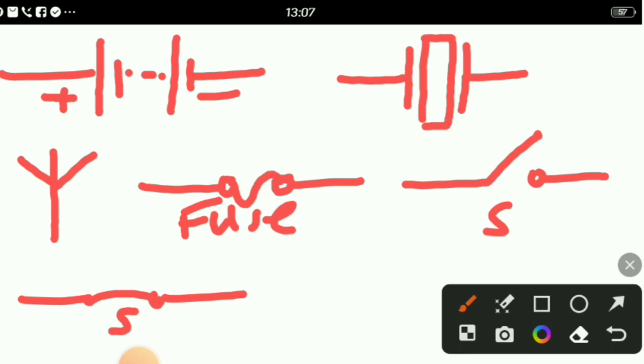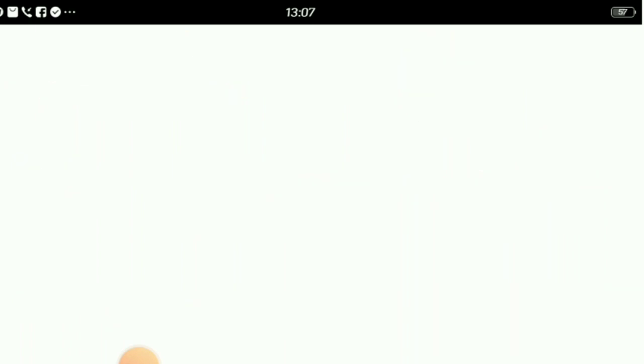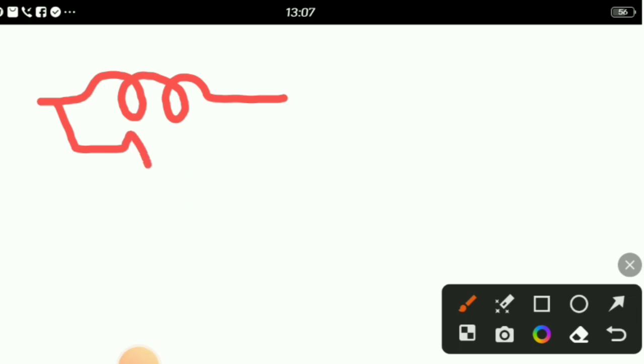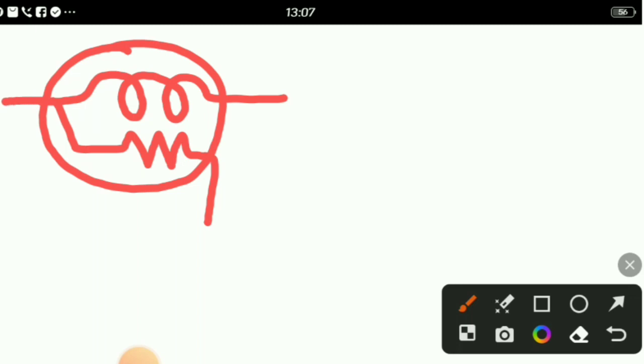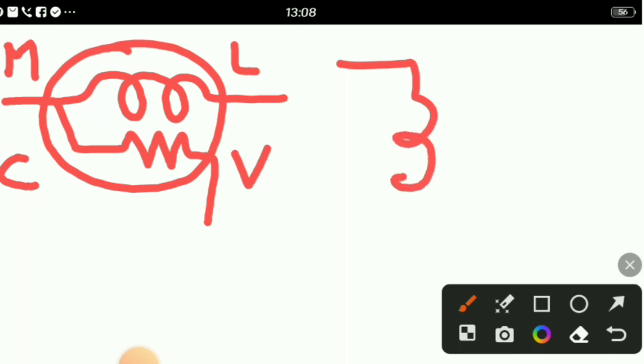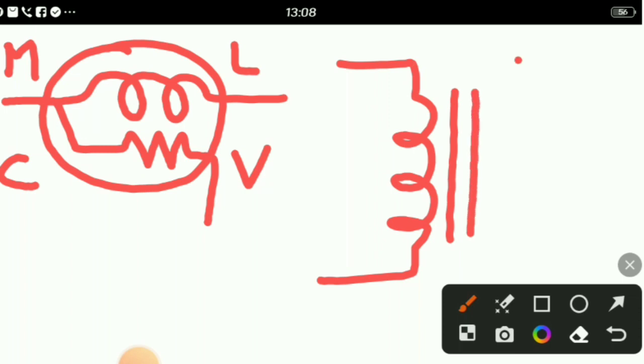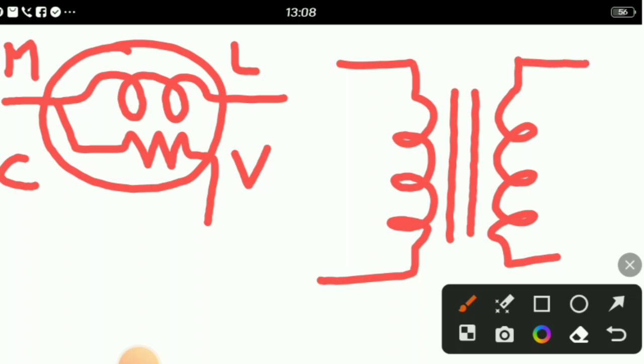Now the symbol of wattmeter. Wattmeter is represented by the electrical symbol of wattmeter. There are two coils in a wattmeter, current coil and potential coil. So this is the symbol of wattmeter. These are the names of terminals M, L, C and V. Now symbol of transformer. There are two windings in a transformer, primary and secondary, for primary turns and secondary turns. So this is a symbol of transformer.